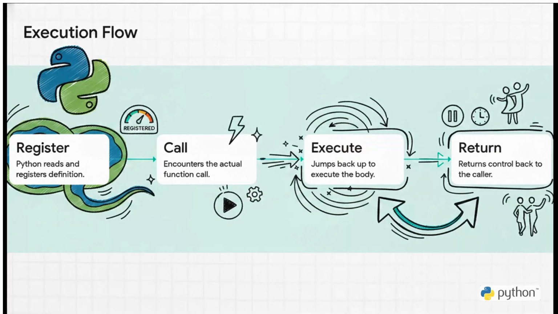Let's trace it out together. First, Python speeds down the page and registers the definition in its memory. Second, it encounters the actual function call later down in the script. Third, and this is the fun part, execution literally jumps all the way back up the page to run the code inside the function body. And finally, when it's totally done, it just pauses and returns control right back to the exact line immediately after the call. It's like a beautifully choreographed dance.